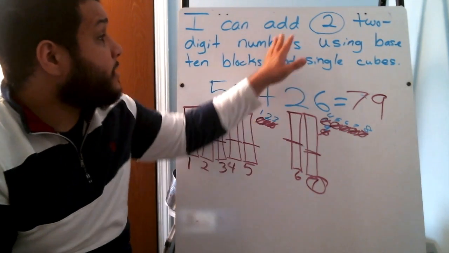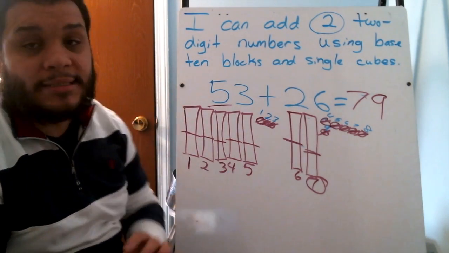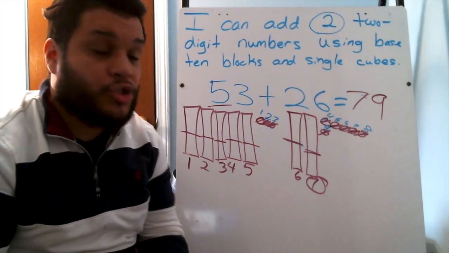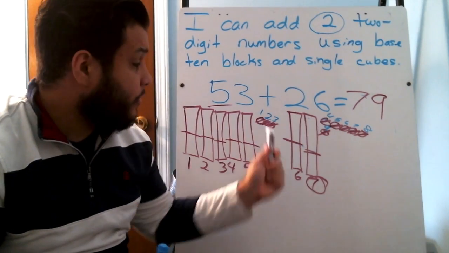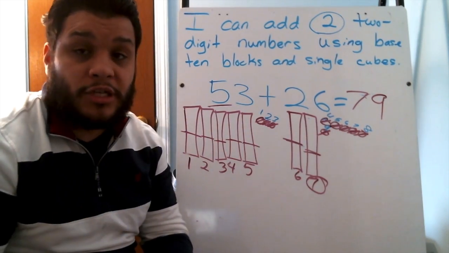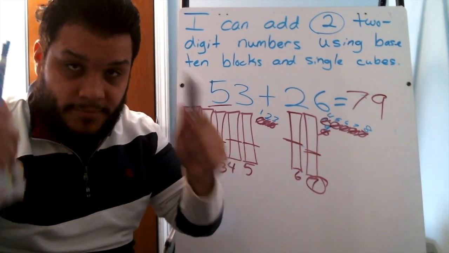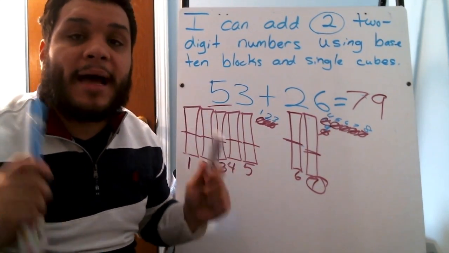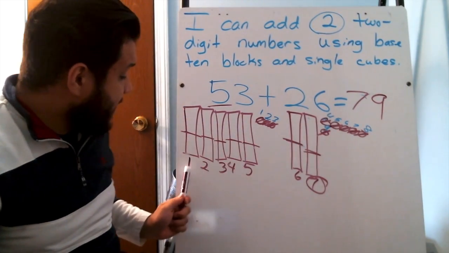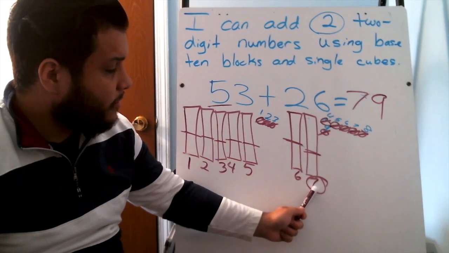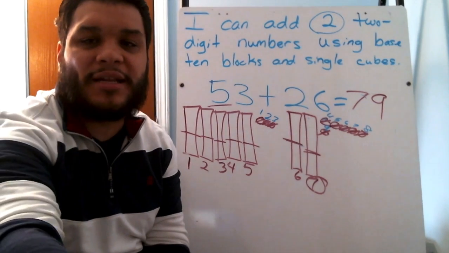Today, you guys are going to add 2 two-digit numbers using your base 10 blocks and single cubes. Make sure that you are counting all of your tens first, and then you're counting your ones. Also make sure that after you've answered, you check your work. Say it. Check my work. Say it. And you're going to check your work by counting how many tens you have, and also how many ones you have.